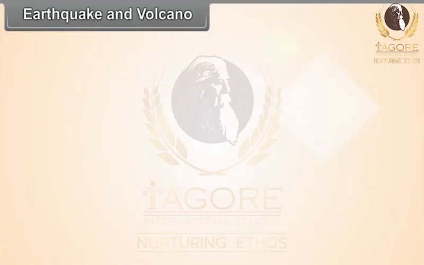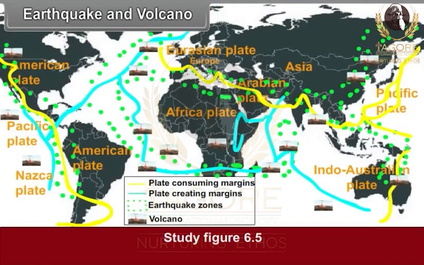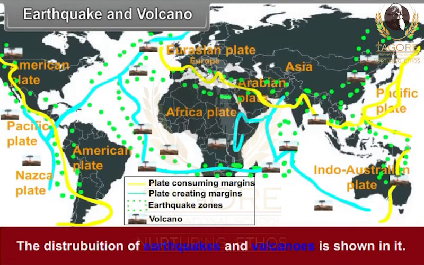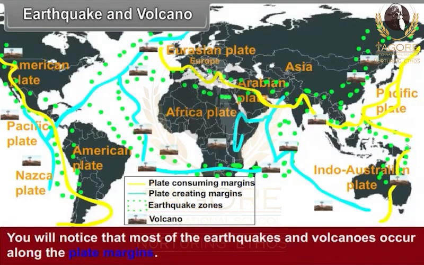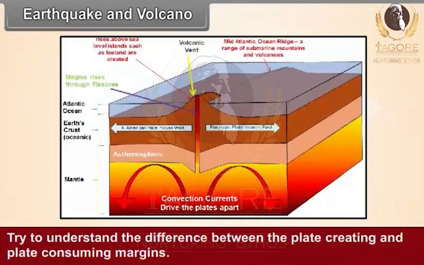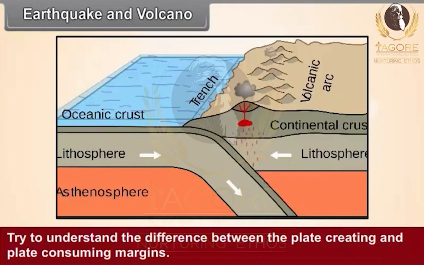Earthquake and volcano. Study figure 6.5. The distribution of earthquakes and volcanoes is shown in it. You will notice that most of the earthquakes and volcanoes occur along the plate margins. Try to understand the difference between the plate creating and plate consuming margins.